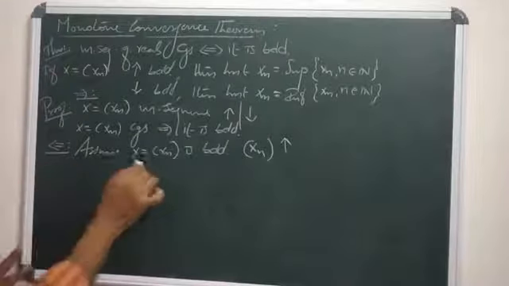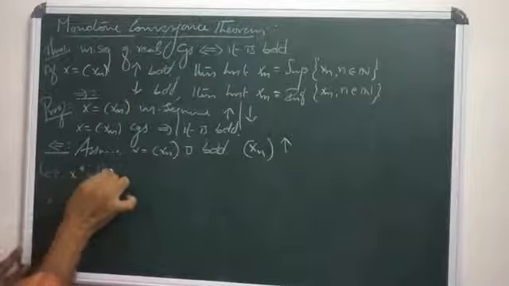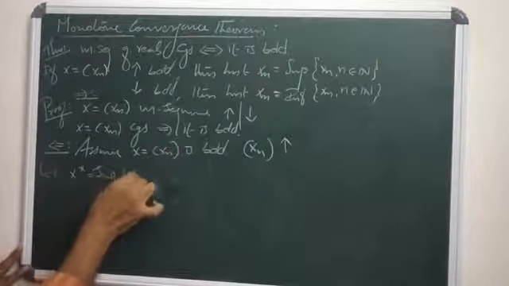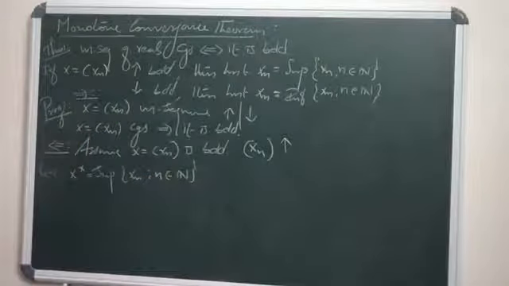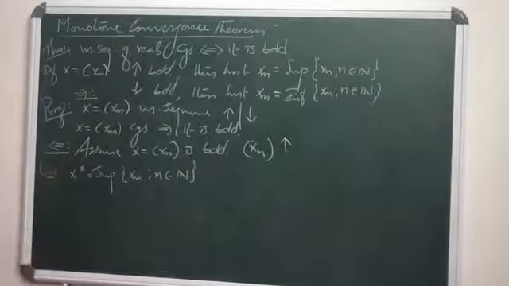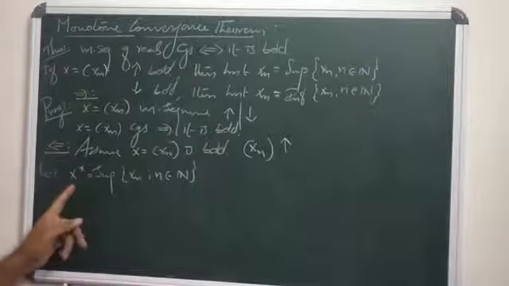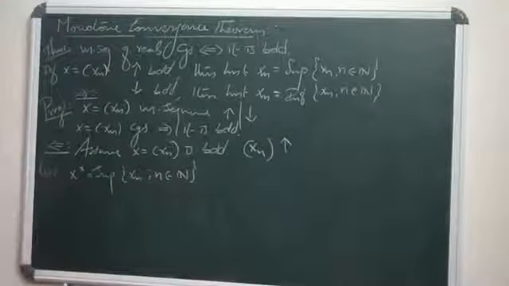So the supremum of (xn) exists. Let x* be the supremum of this sequence xn, where n is in N. Why? Because the existence of the supremum is already established, since it is bounded above. Let it be denoted as x*. Now we have to show that this x* is nothing but the limit of xn. That is what we require here. So x* equals the supremum of xn, where n is in N.